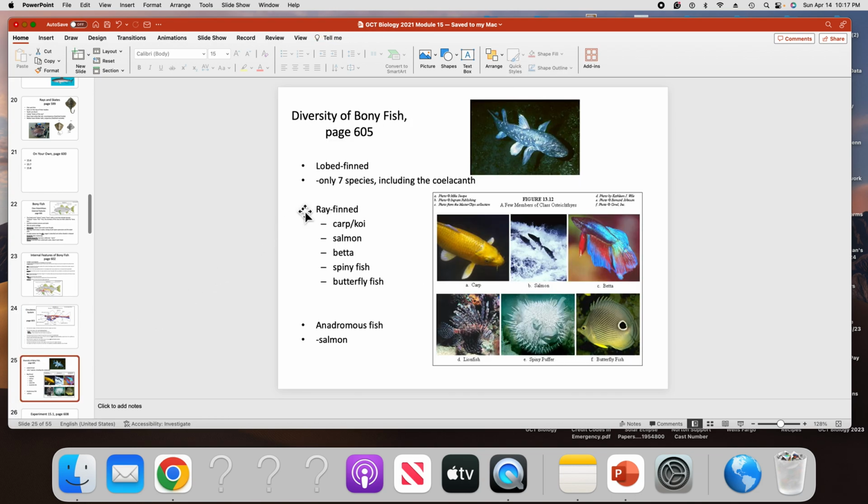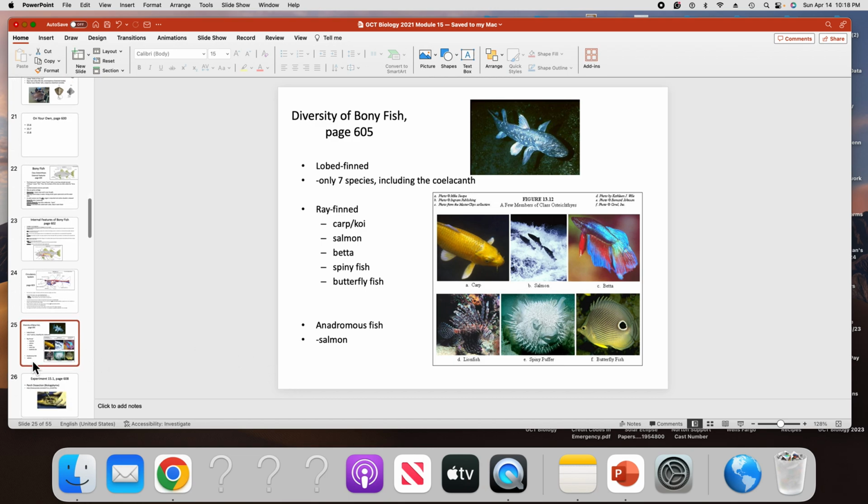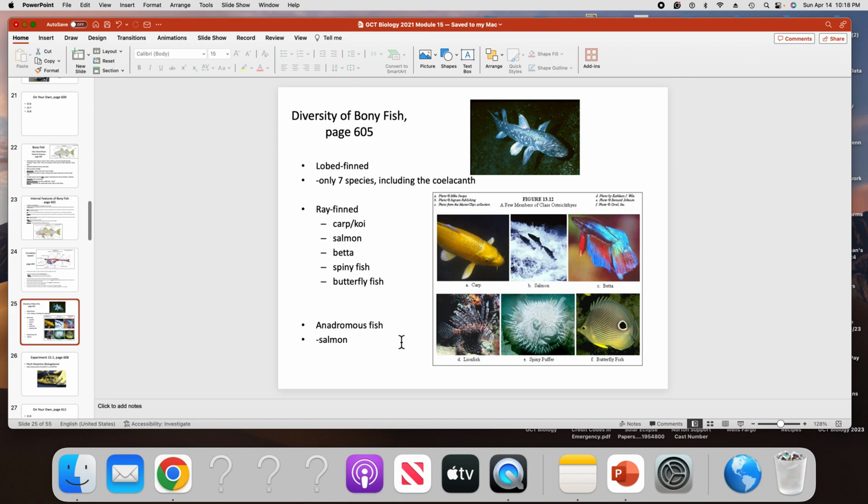So there is quite a bit of diversity in bony fish. There's many different species. There's a handful, only 7 species, that fall in the category of lobe-finned fish, and that would include the coelacanth right here. And then there's a huge variety. The vast majority would fall into the ray-finned fish. That would include examples like carp, salmon, betta fish, spiny fish, butterfly fish, a bunch of different examples. And then to answer my question from previously in the presentation, the anadromous fish that I think is delicious would be the salmon, which, according to this, is also a ray-finned fish.